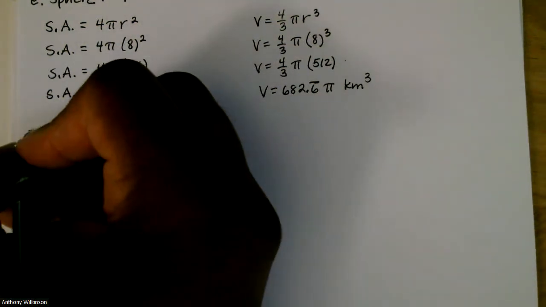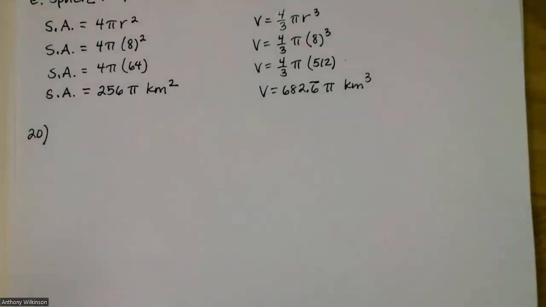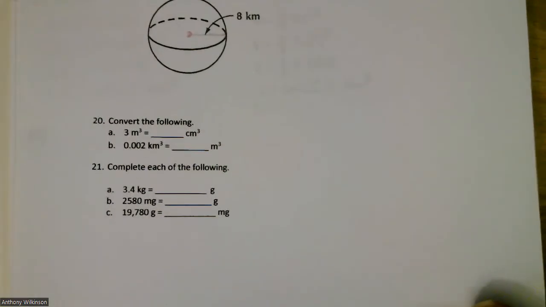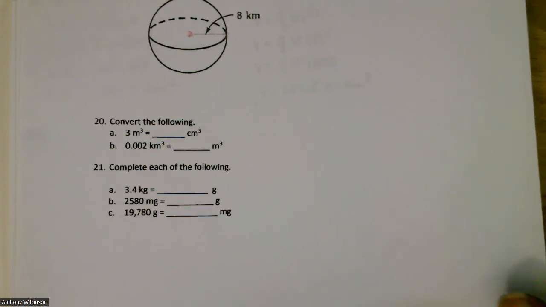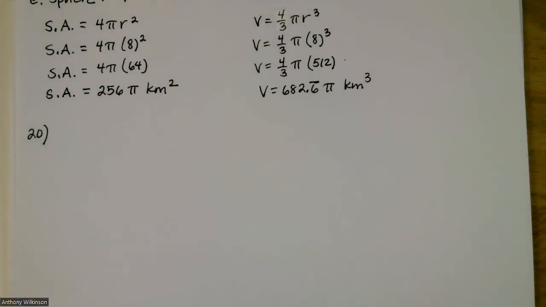All right, number 20. Convert the following. Also, conversion tables will be on your help sheet for both 20 and 21. 20A is 3 cubic meters is equal to how many cubic centimeters?